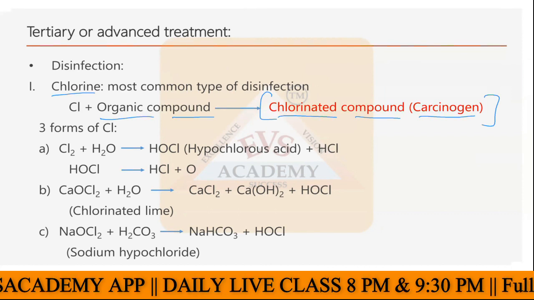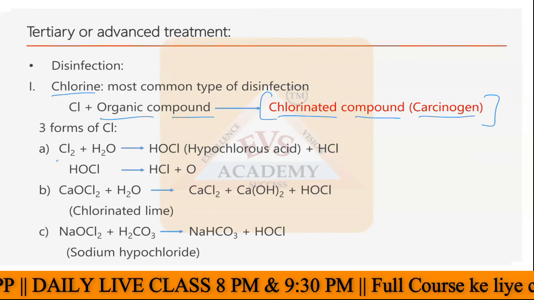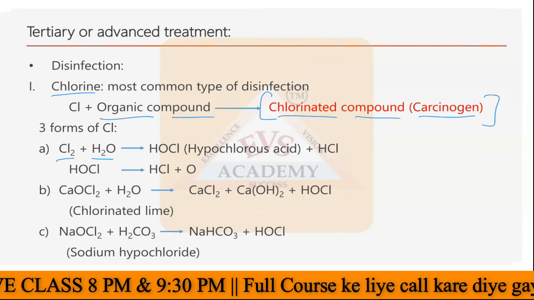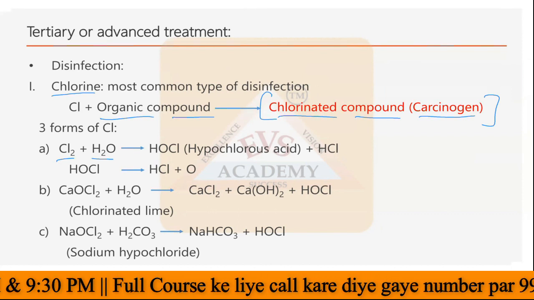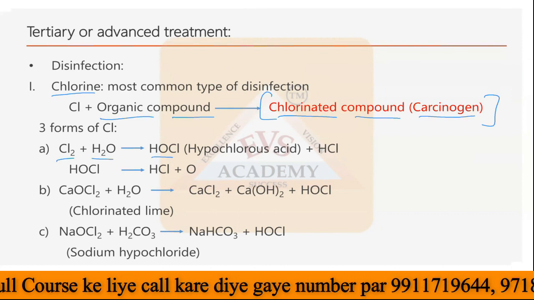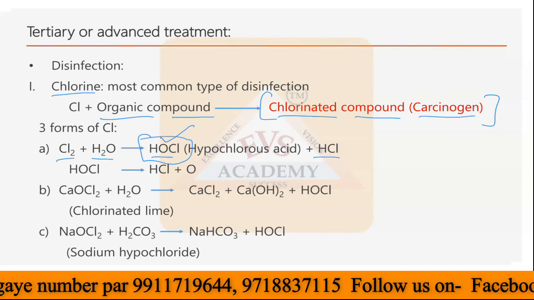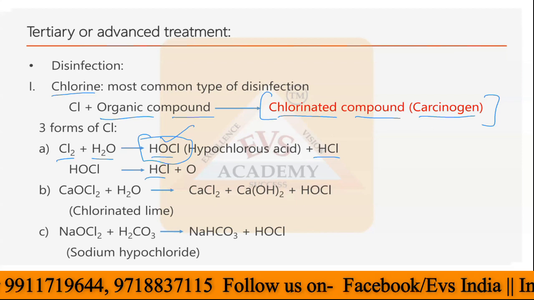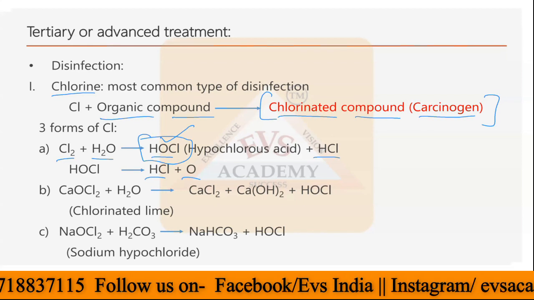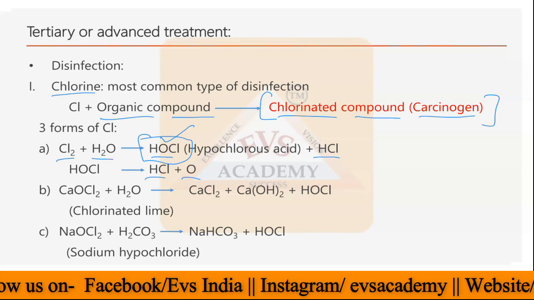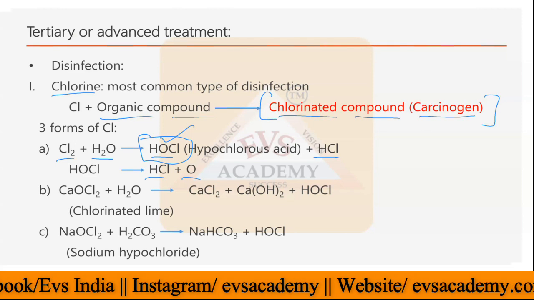Then we have three different forms of chlorine that you can see here. This can be chlorine directly introduced into the water. It will create HOCl, hypochlorous acid, and HCl. This is very reactive in nature, very reactive. This HOCl would be converted into HCl and nascent oxygen, and this nascent oxygen is responsible for killing the microorganisms or all the disease-causing agents.